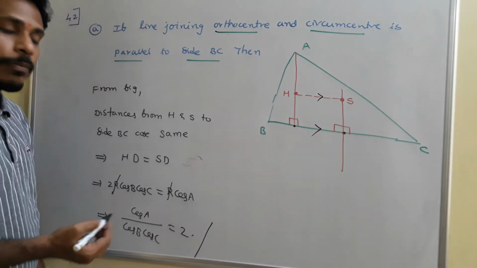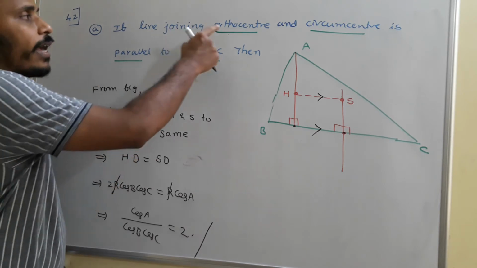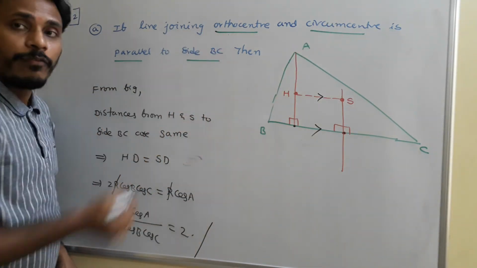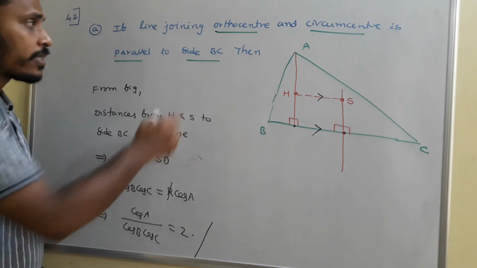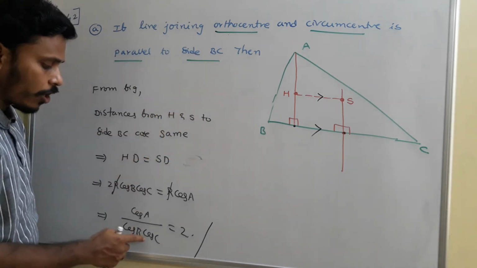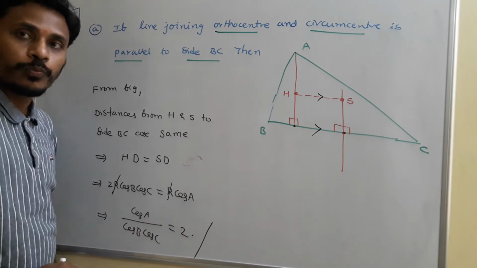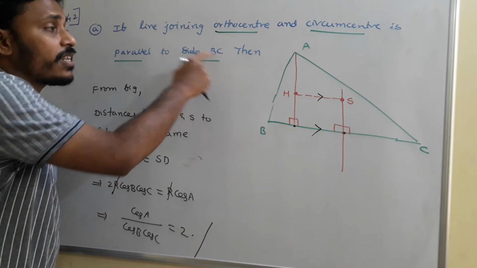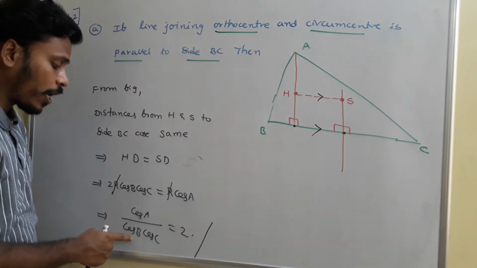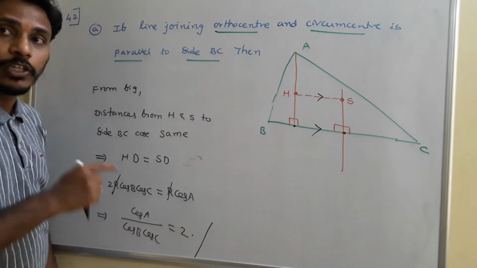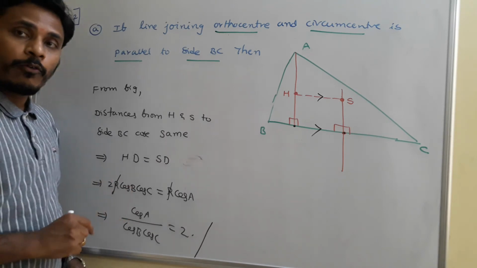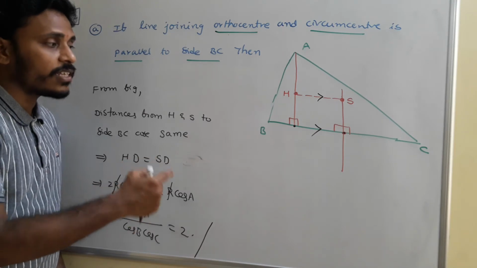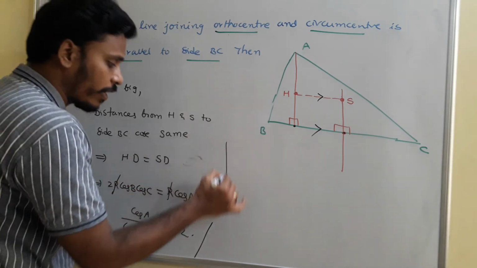Sometimes problems may ask: if the line joining the orthocenter and circumcenter is parallel to side BC, everything is symmetrical, so cos A by cos B cos C equals 2. If it is parallel to side CA, then cos B by cos C cos A equals 2. Like that you need to memorize. So at the end I have cos A by cos B cos C equals 2. Further there is a chance to simplify, so I will simplify it, just have a look.